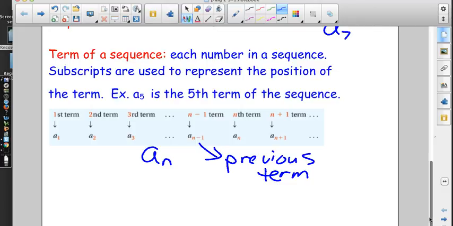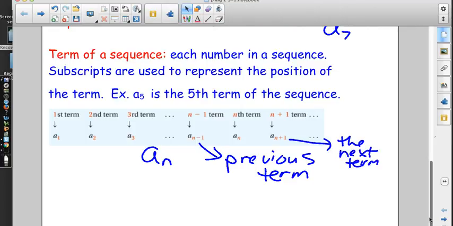So here's our a sub n. This is the term right before it, n minus 1. If you needed the term right in front of that one, you do n minus 2, and you continue on. And then this one says a sub n plus 1. Well, that means the next term, the term after. A lot of times, when we build our formulas, we are just going to be using a sub n. We want our formula very generic so that we can use it to find anything that we could possibly need.